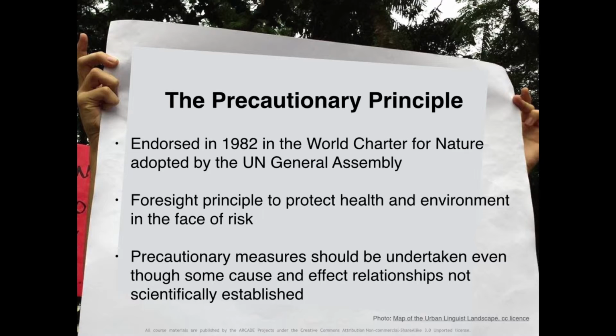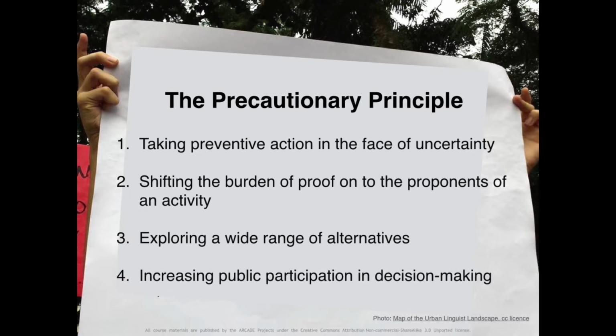The precautionary principle is a foresight principle which aims to protect health and the environment in the face of risk. The idea is that when an activity raises threats of harm to human health or to the environment, precautionary measures should be taken, even if some cause and effect relationships are not fully established scientifically. The precautionary principle has 4 basic components.